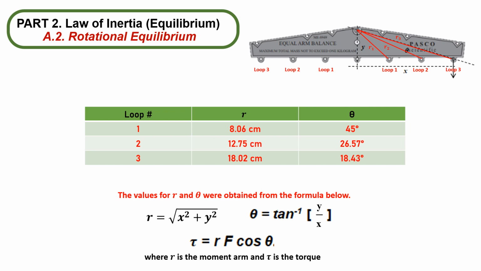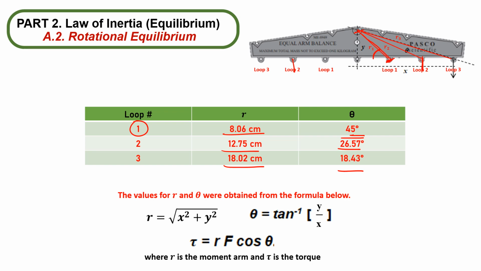We can see here the table showing the value of r and the value of theta given the different loops. For loop number 1, the value of r is 8.06 and the angle is 45 degrees. So where is loop number 1? Loop number 1 is here. The length of this is equal to 8.06 centimeters and the angle here is 45 degrees. For the second loop, the value of r is 12.75 and the angle is 26.57. For the third loop, 8.02 centimeters is the value of r, and for theta, that's 18.43 degrees.